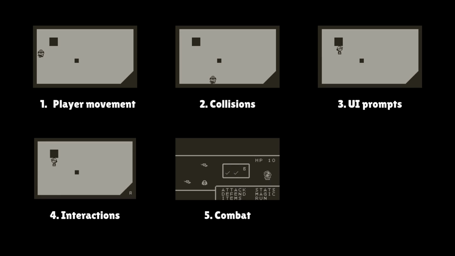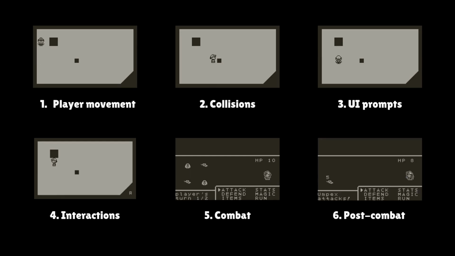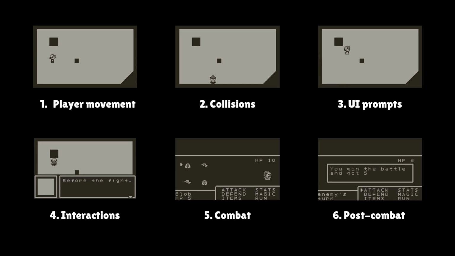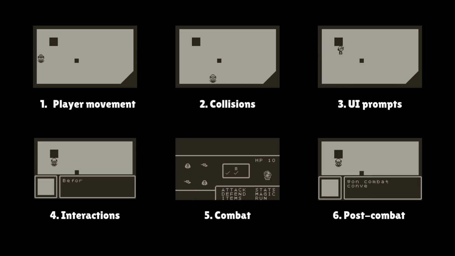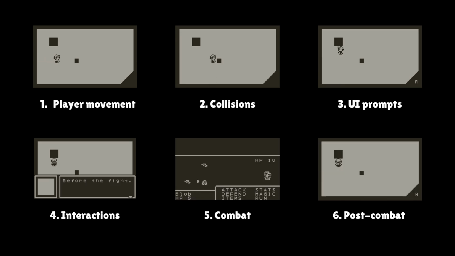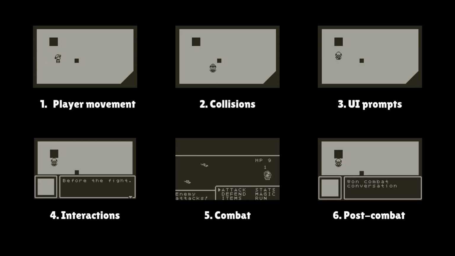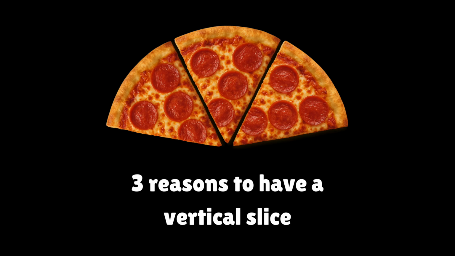So I wanted to have all possible outcomes like losing, winning, or running away from a fight. And then we have all of the post-combat outcomes and side effects. In this case, a side effect is how the NPC reacts to the outcome of the fight and what kind of dialogue will happen afterwards. Okay, and now let's talk about the 3 reasons to have a vertical slice.